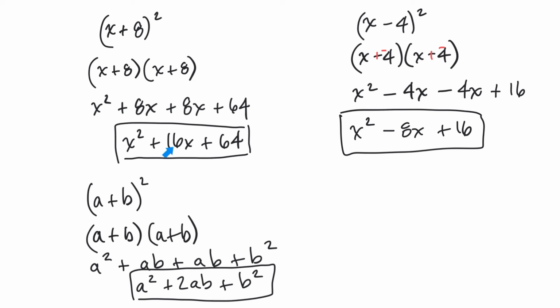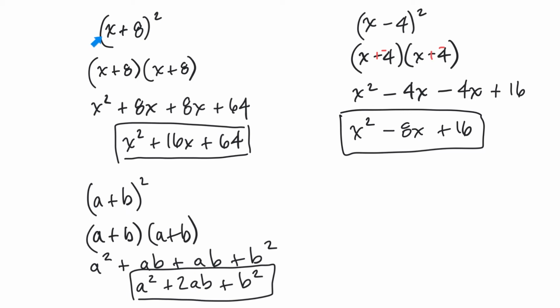So if we look at this, I've got 8 times x, so that comes from this x times this 8. And then this 8x comes from this 8 times this x. And I've got 2 of those, 8x and 8x, so it's going to give us 2 times 8 times x, which is just 16x. So 2 times the first term and times the second term.